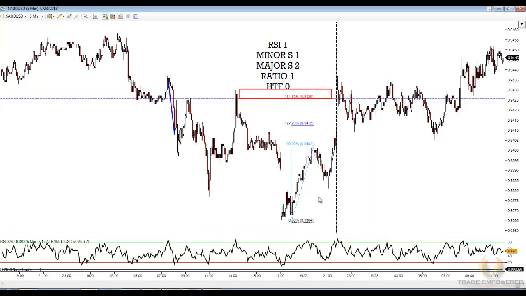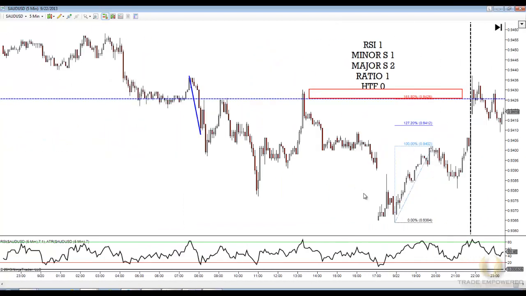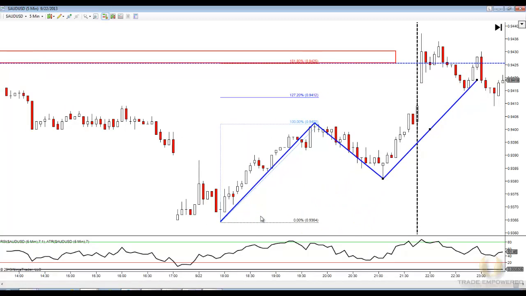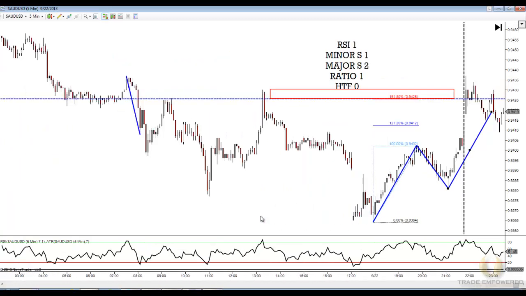Do we have an ABCD pattern completion here? Well, let's take our A to B, B to C, copy and paste this move, and we're going to be a little short, so no. We're going to get no points for an ABCD pattern completion.